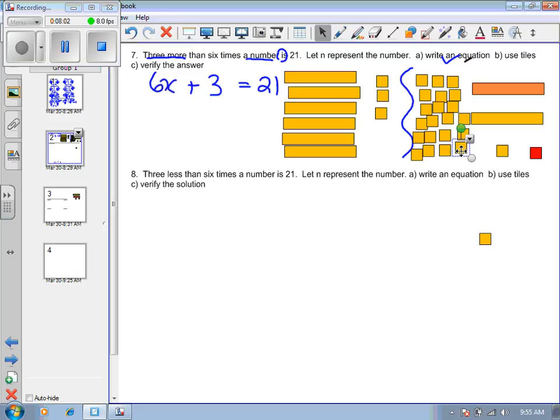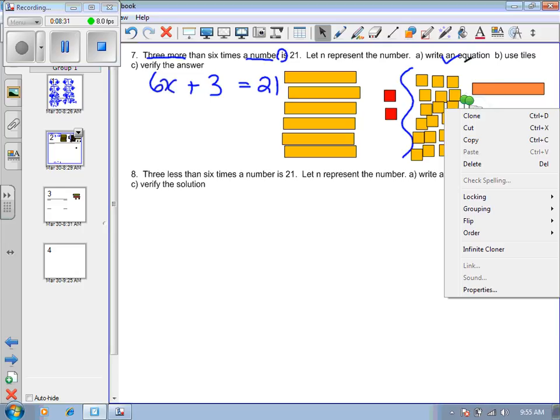So the first step is to get rid of the plus 3. What do I do to get rid of plus 3? Subtract. That's with these red tiles. Whatever I do to one side, I must do to the other side. Okay? So when I have a positive and negative together, these guys will all disappear. And then these guys will also disappear.